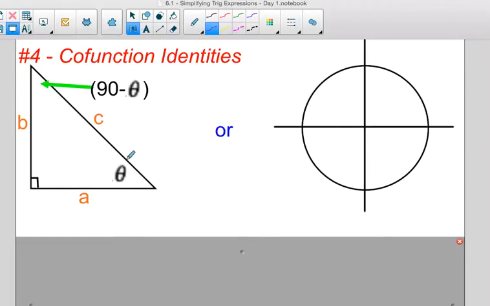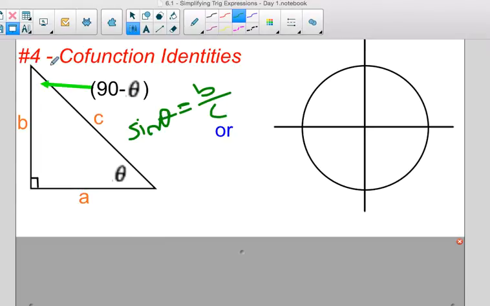So if I look at the sine of theta, in this example we don't have to worry about x's and y's, that's y over r. But in this case, sine of this angle is opposite, which is b, over the hypotenuse, which is c. That is sine of theta.